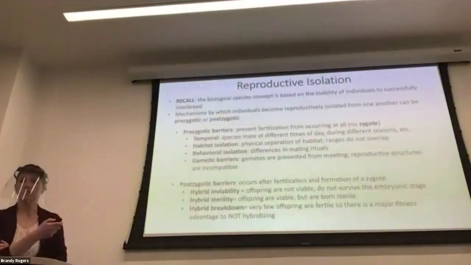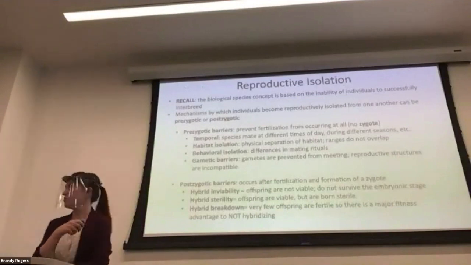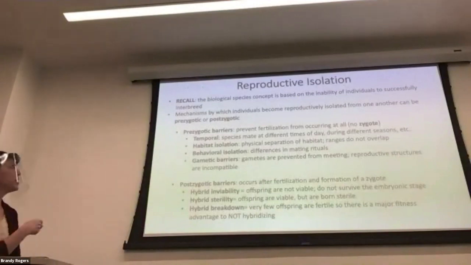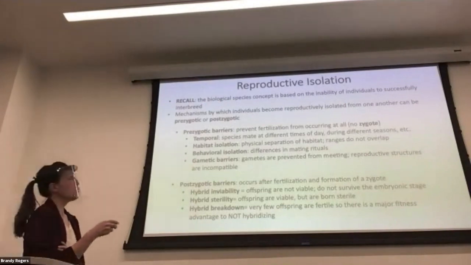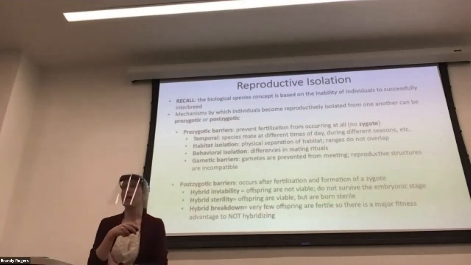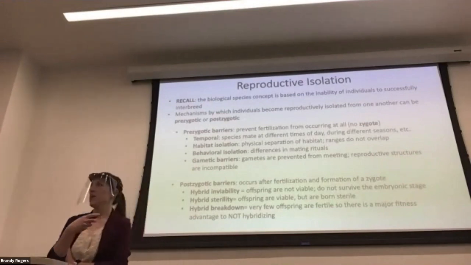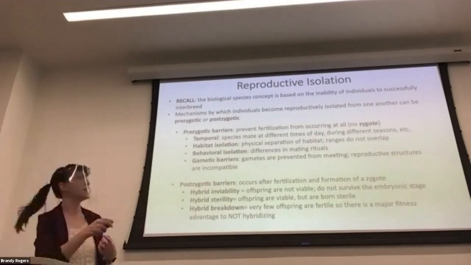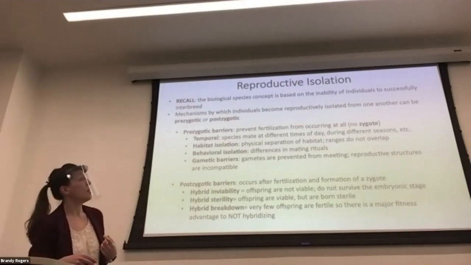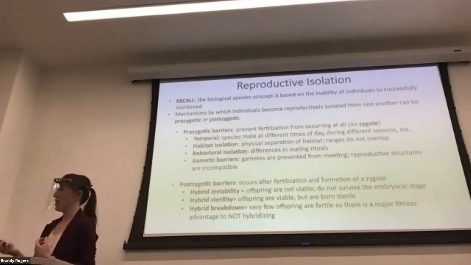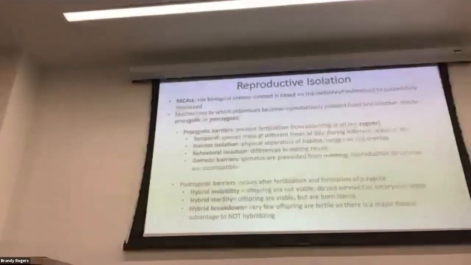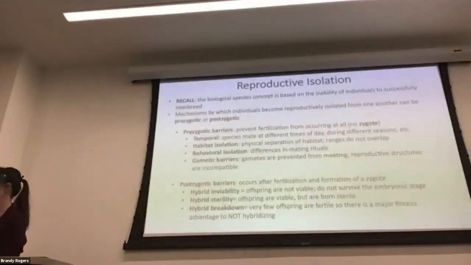All right, two more slides in this chapter, and then we'll do our Kahoot. So get ready for that, okay? This is mostly terminology, once again. These are just ways that the biological species concept is in action. Ways that populations can be split or separated from one another, what we call reproductively isolated from one another.